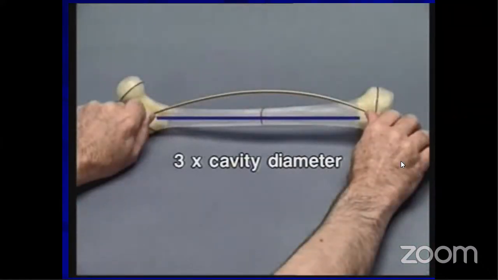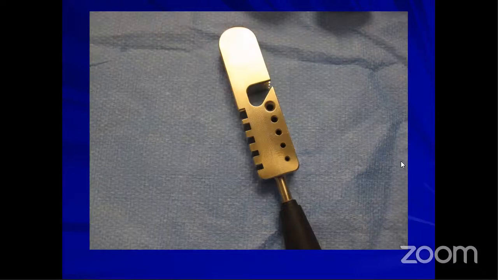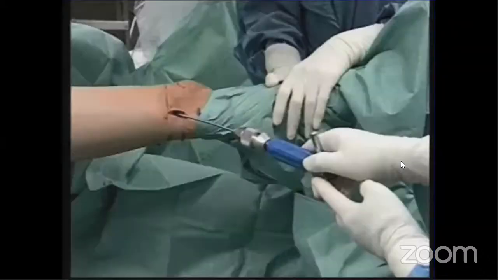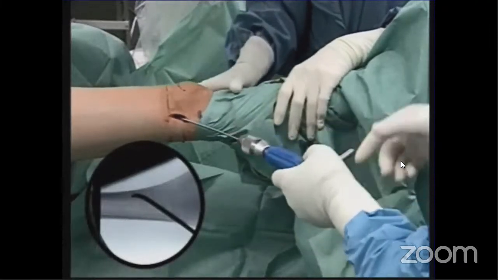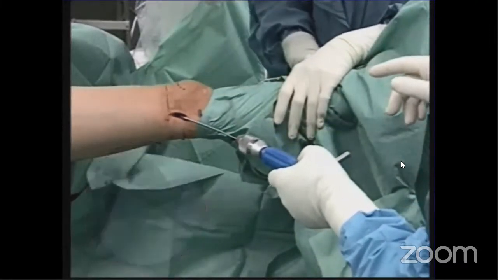You bend the nail. You can use freehand bending like this, or you can bend it using an instrument, which is this, the instrument to bend the nail. And for most mid-shaft fractures, you just need a gentle curve. If your fractures are proximal or distal, then you want to create a bend where the apex is at the fracture site.